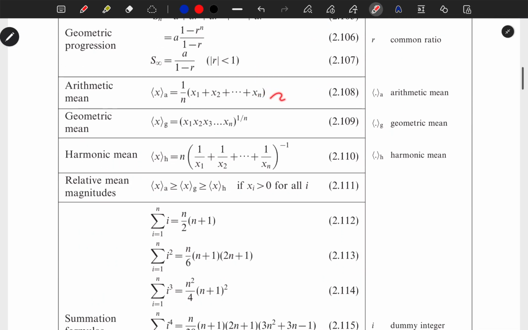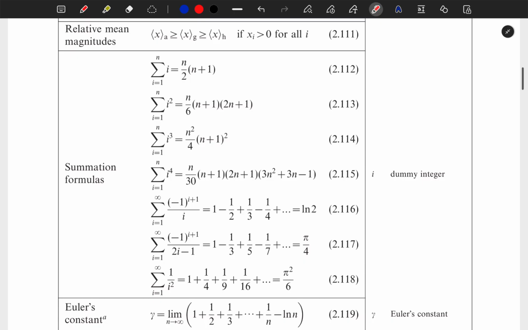Arithmetic mean is the average. Geometrical mean is the multiplication of n terms raised to the power 1 by n. This is the geometrical mean. Harmonic mean is n divided by (1 by x1 plus 1 by x2 plus 1 by x3 and so on). This is the harmonic mean.